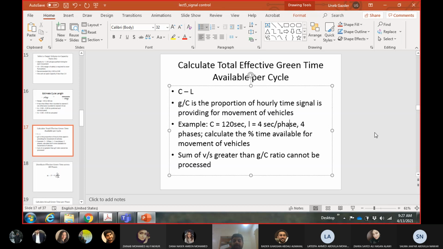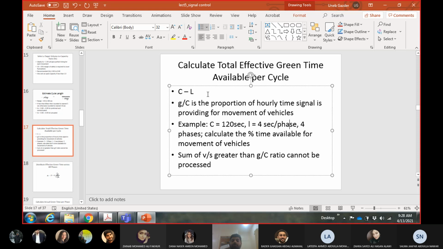So G by C ratio should be more than V by S ratio, so that you have some spare capacity as well. If summation of V by S and G by C ratio are equal, that means you are providing exactly the same amount of time which was required. That means volume equal to capacity, right? So ideally G by C ratio should be greater, and if summation of V by S is greater, that means you did not design it properly, the signal will not work, it will have very long queues which will keep on extending.